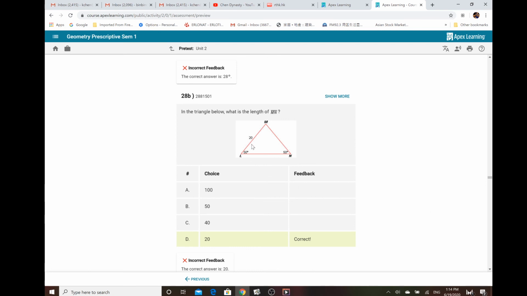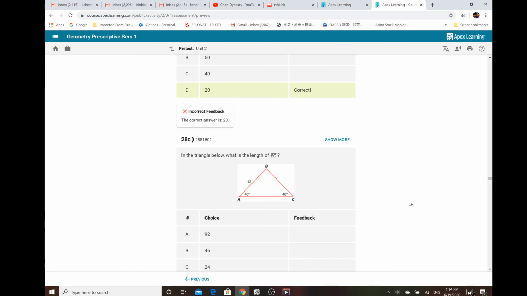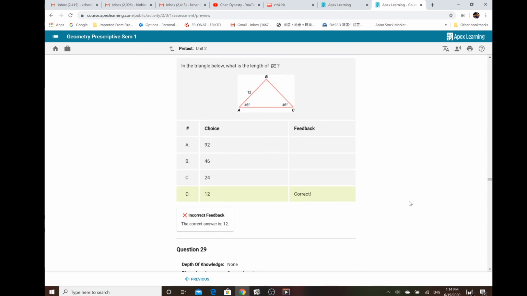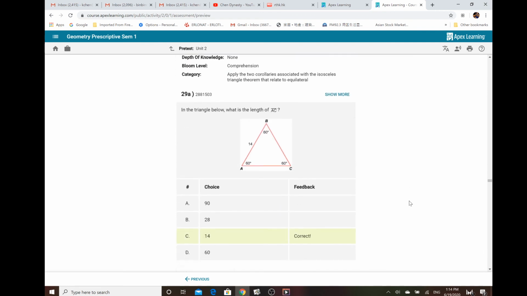In the triangle below, what's the length of MN? Isosceles triangle, so this one is 20, this one is also 20. And this one's 12, it's pretty basic. 14.